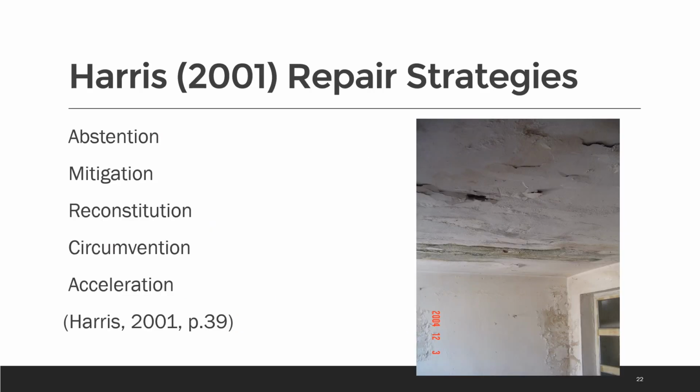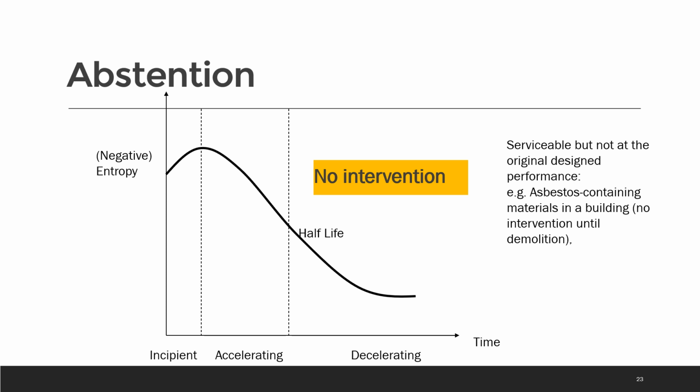According to Harris 2001, these repair strategies can be classified as abstention, mitigation, reconstitution, circumvention, and acceleration. Abstention means taking no intervention. It simply accepts the defect and lets the deterioration trend continue.